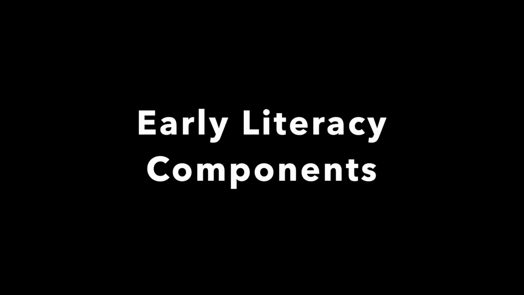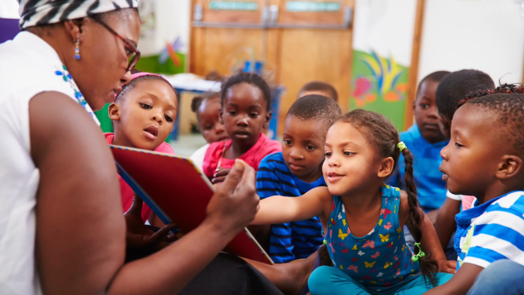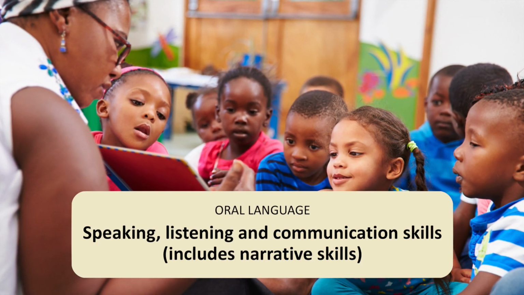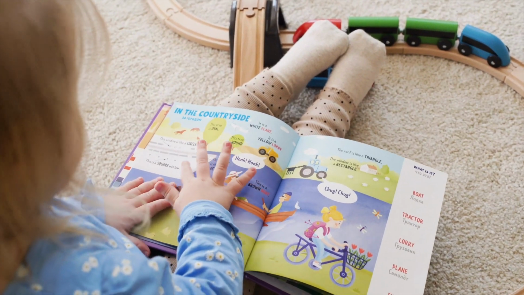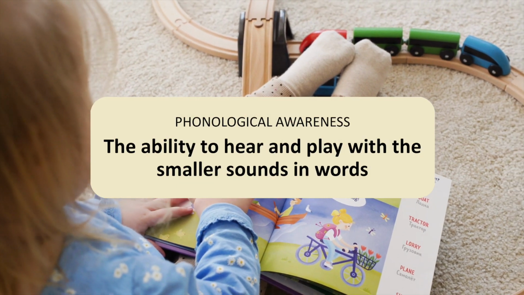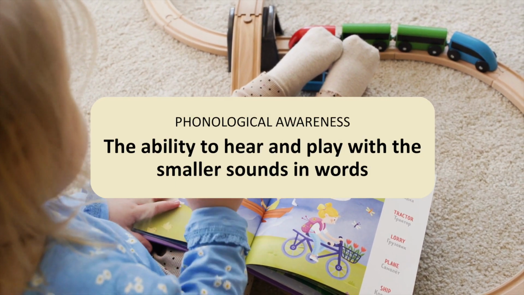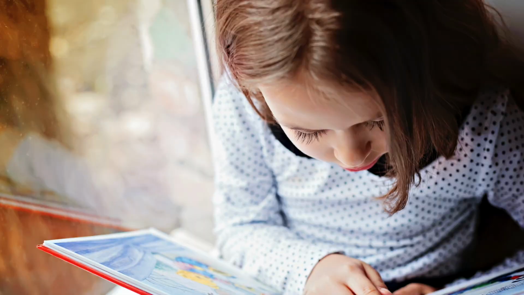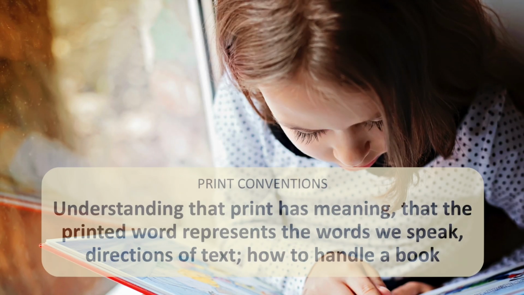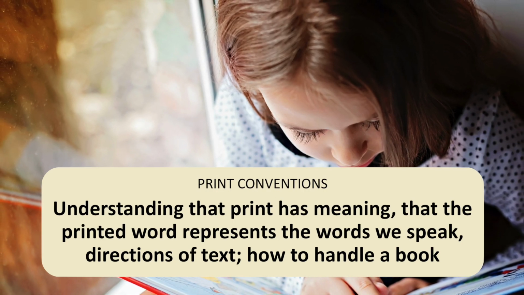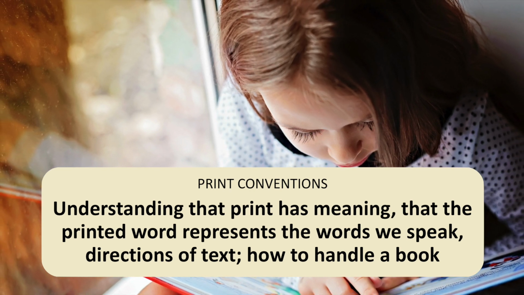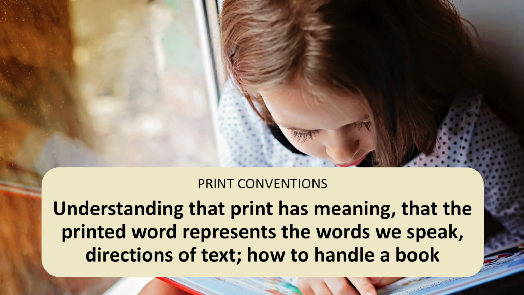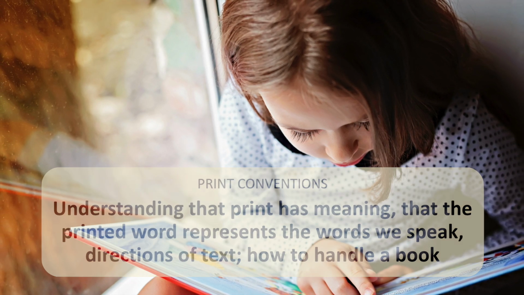The components. Think of it as the building blocks of early literacy. Oral language, which is speaking, listening, and communication skills. Phonological awareness, which is the ability to hear and play with the smaller sounds in words. Print conventions, understanding that print has meaning, that the printed word represents the words we speak, directions of the text, and how to handle a book.